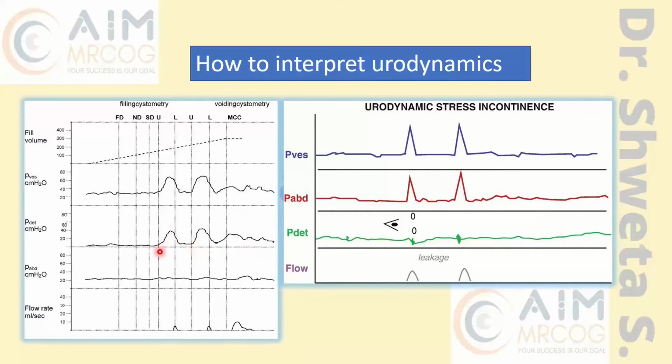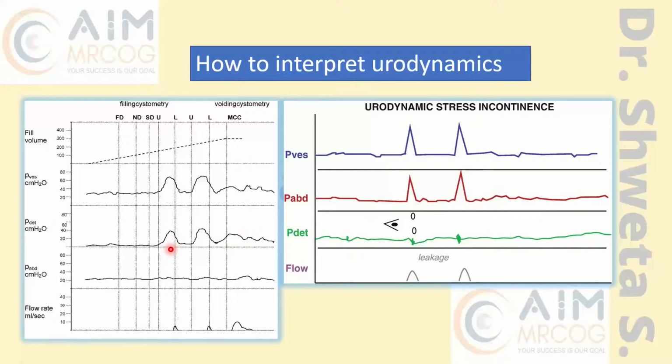You have to understand that sometimes there will be detrusor overactivity but no leak. In that situation, you will choose the option of detrusor overactivity without incontinence. But if there is a leak, you will choose detrusor overactivity with incontinence. This is very important to understand: there are two things. All detrusor overactivity is not going to lead to leak. So understand these two scenarios.